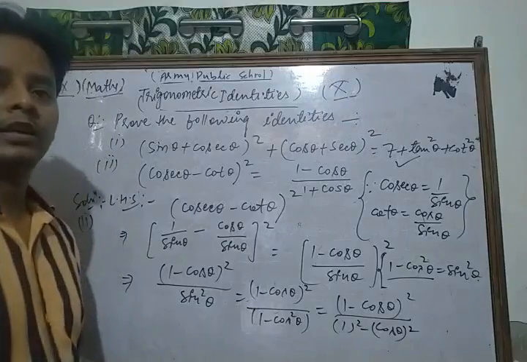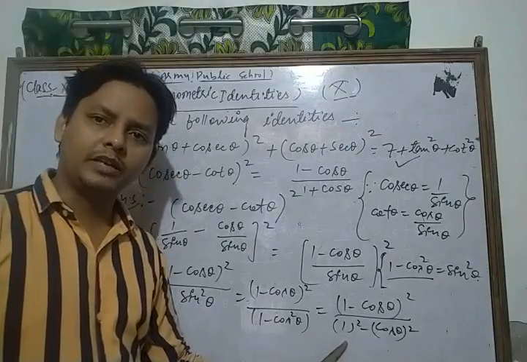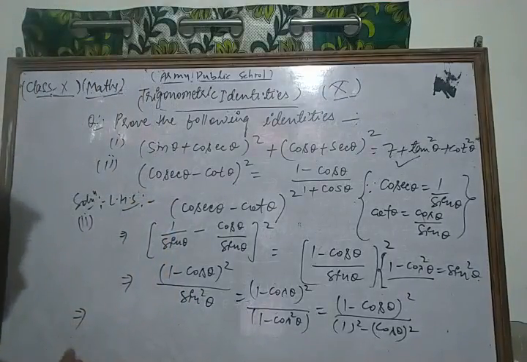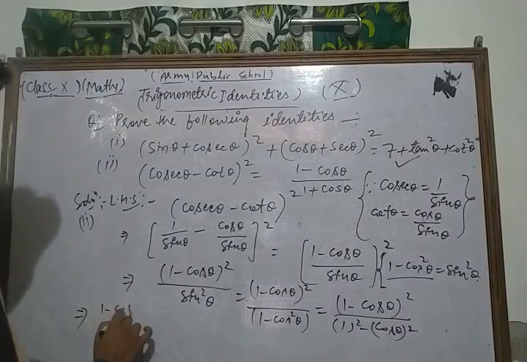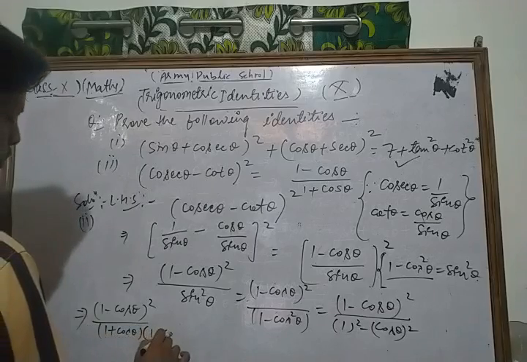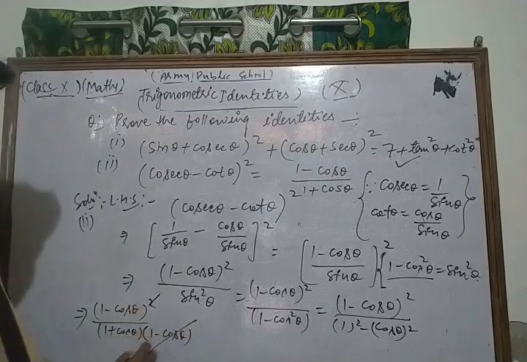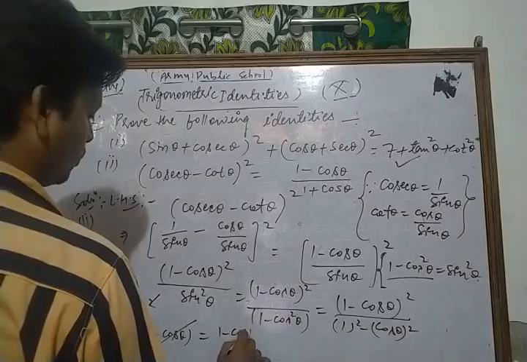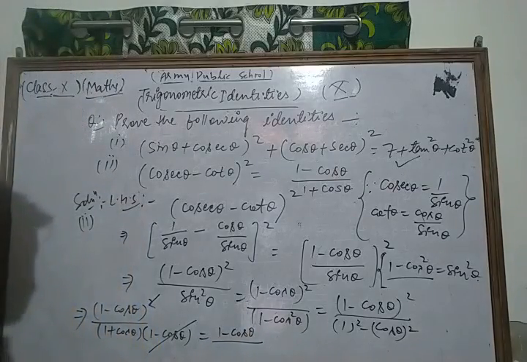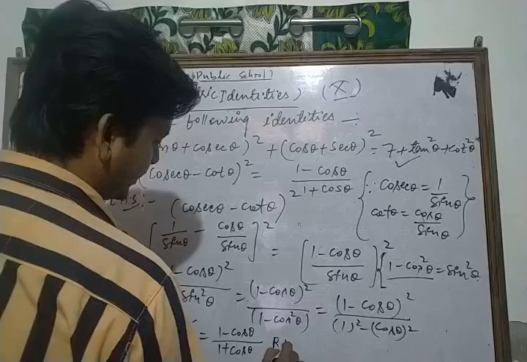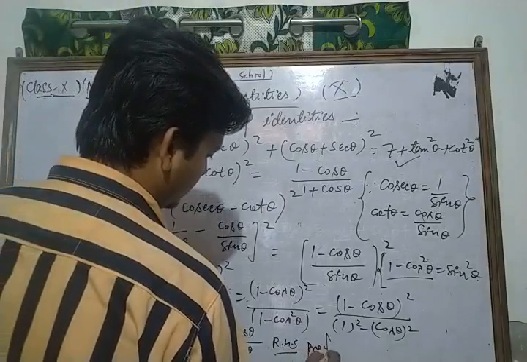So here the identity of the form a square minus b square is equal to what? a plus b into a minus b. So we can write as what? 1 minus cos theta whole square upon 1 plus cos theta into 1 minus cos theta. Now dear students, 1 minus cos theta cancel to each other, so we get 1 minus cos theta upon 1 plus cos theta. This is our right hand side. Hence proved.